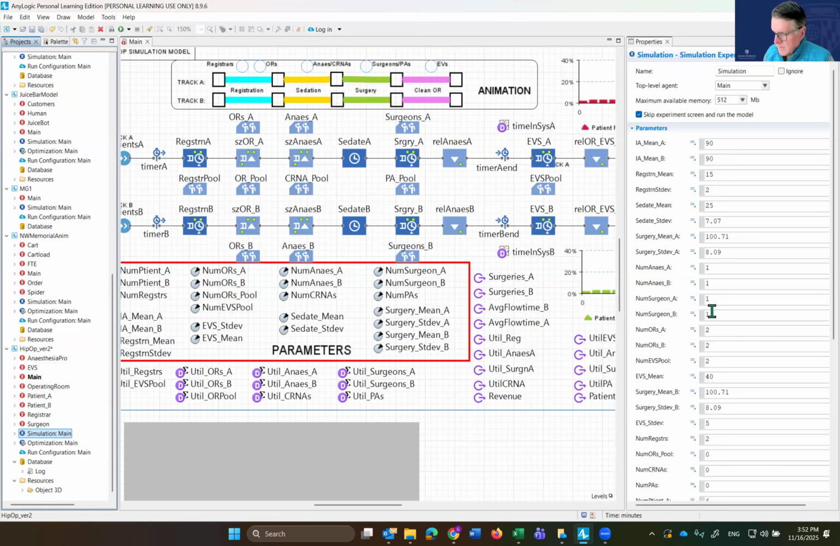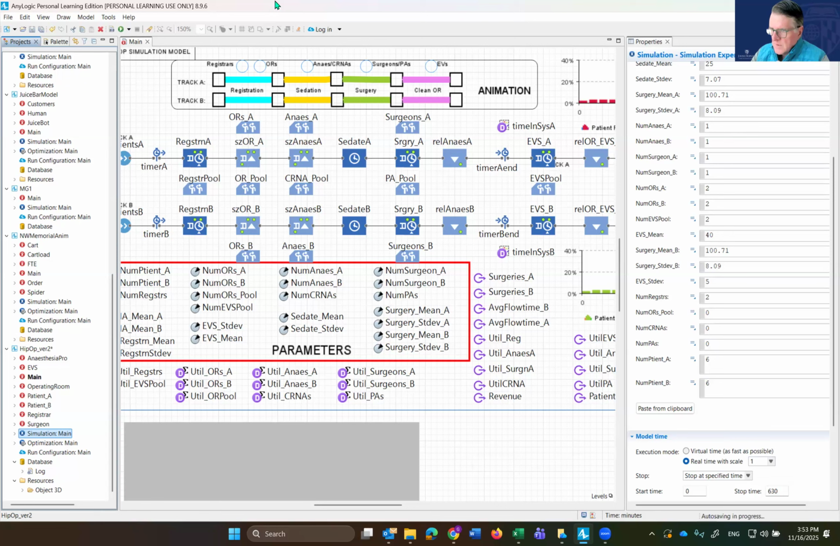So the staffing is compliant with the requirements of Hipkins, where we have at least one dedicated anesthesiologist and surgeon per track. And the ratios of PAs to surgeons is obviously satisfied because there are no PAs, and the same for CRNAs. It's 2 CRNAs to an anesthesiologist, 1 PA to a surgeon.